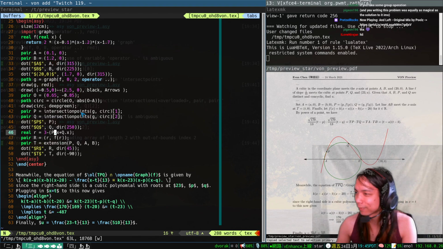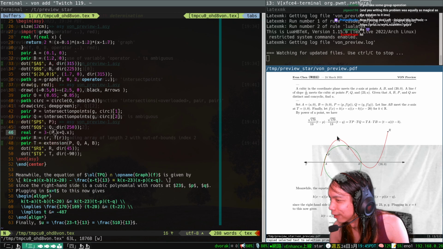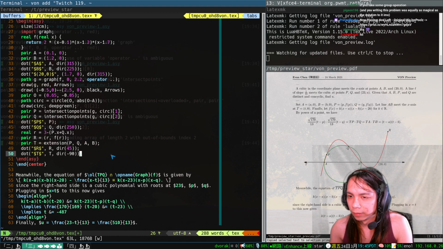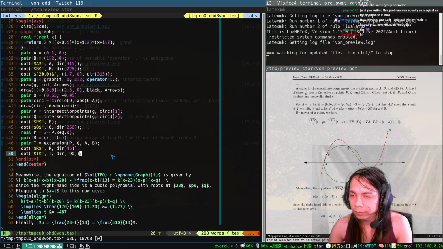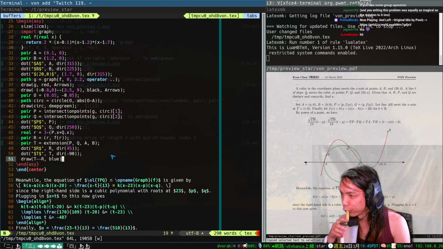Hello. Please work, please work. Oh my god, it worked. R is barely at the edge of the graph, so we need to extend the graph a tiny bit. Also the x-axis, we need to extend the x-axis a tiny bit too. Okay, and then we'll just draw T to R in blue or whatever.